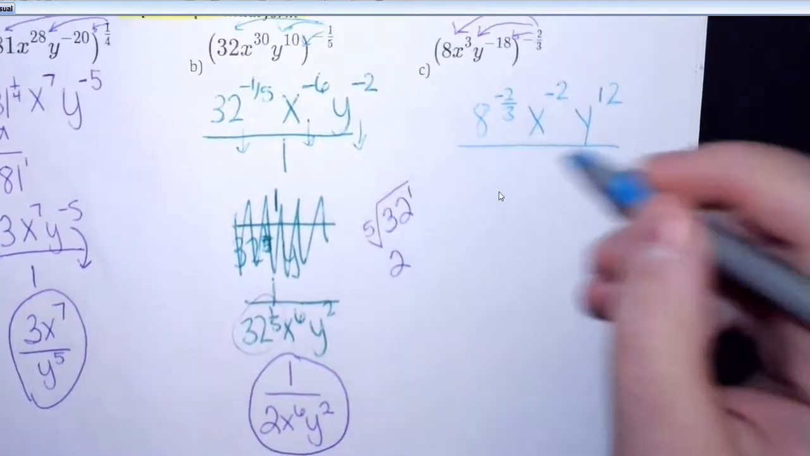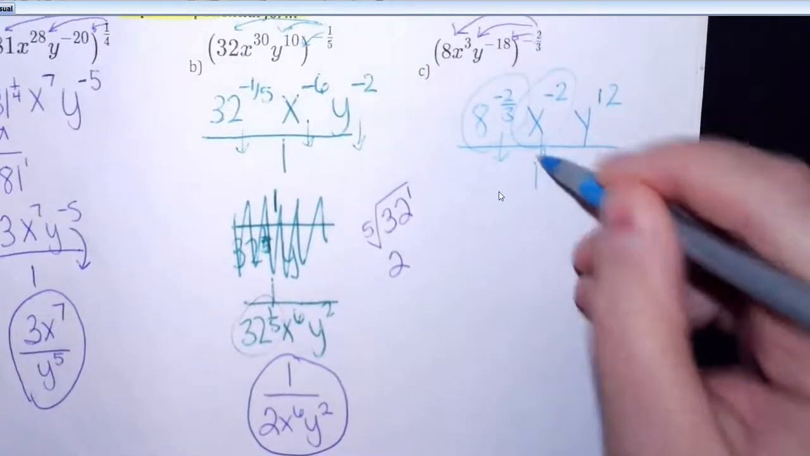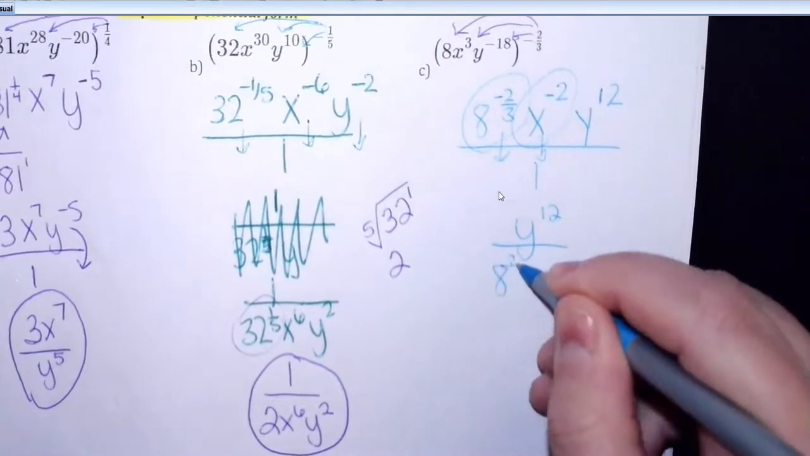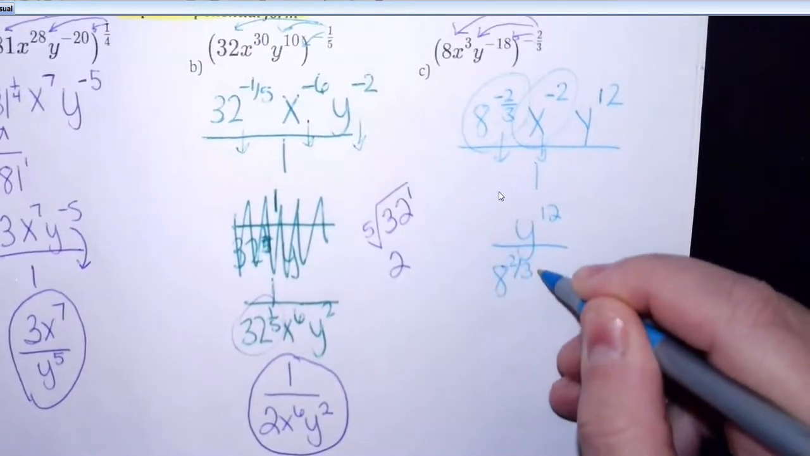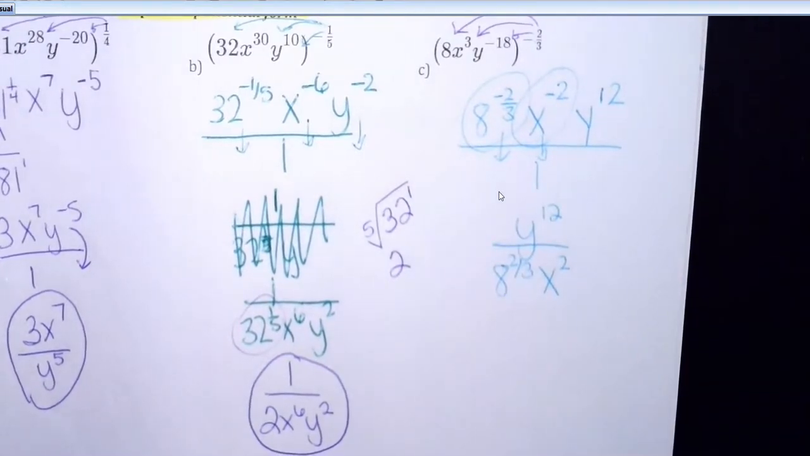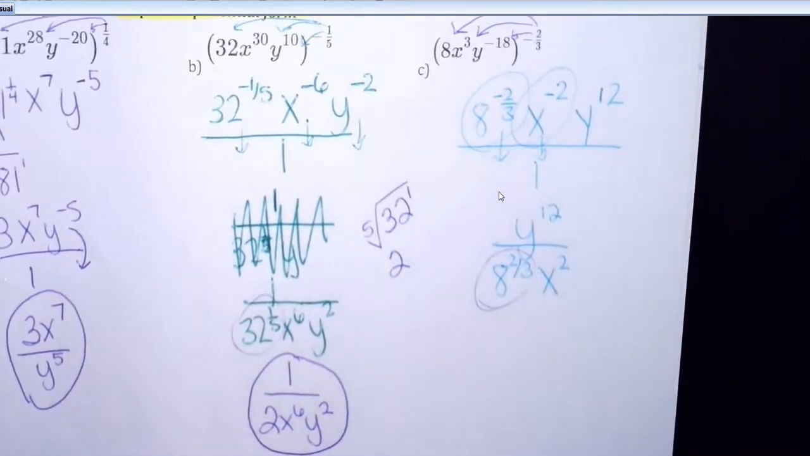All right, so I got to move a couple things. These guys both have negative exponents, so we're moving those down. So I have y to the 12th over 8 to the positive 2/3, move it and lose it, x to the positive 2. And then the only other thing I got to check out here is, can I simplify that 8 to the 2/3? We're going to see if we can break that down any further.